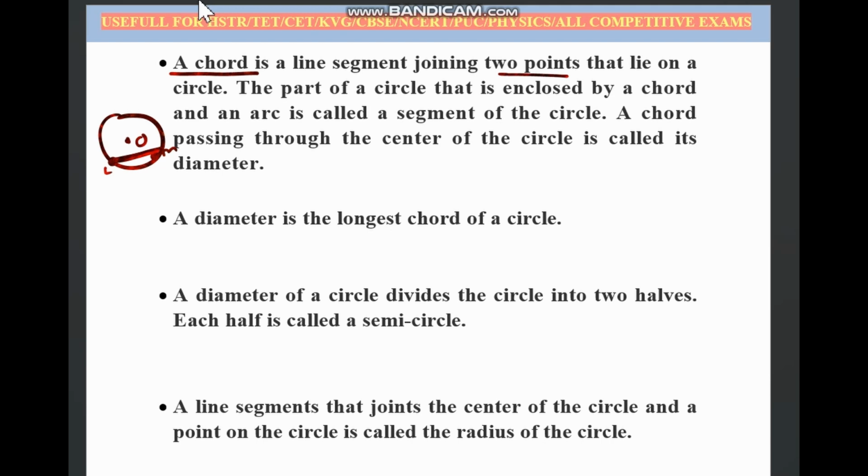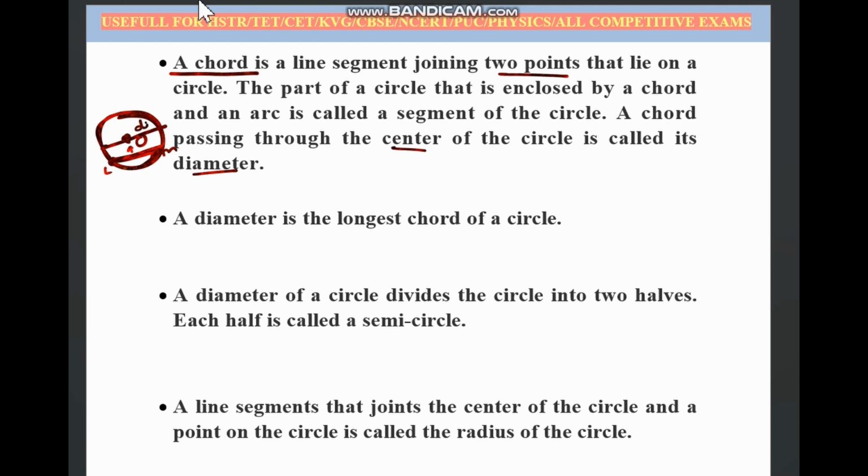And because of this chord, I can divide my whole circle into two parts. This upper part is the bigger half circle and this is the smaller half circle. A chord passing through the center of a circle is a diameter. See here, if I take this chord a little bit upper side, when it passes through the origin, it will become a diameter.